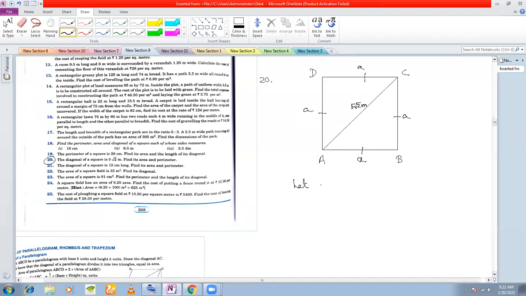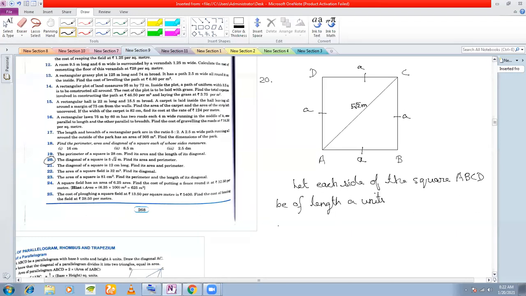Let each side of the square ABCD be of length a units. Okay.